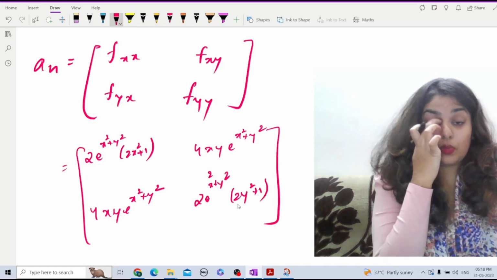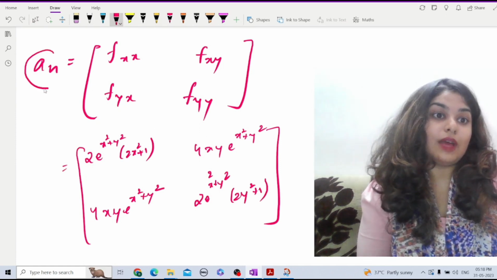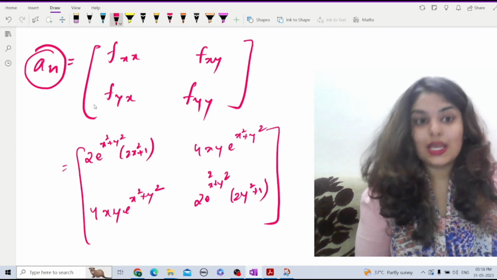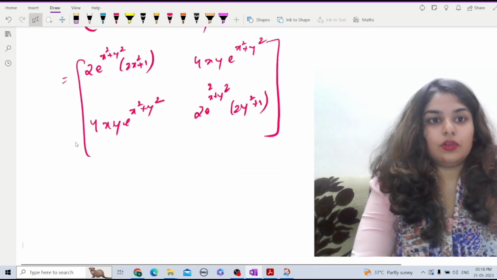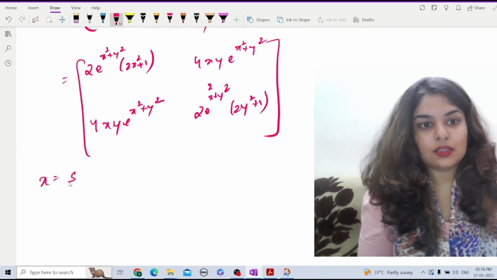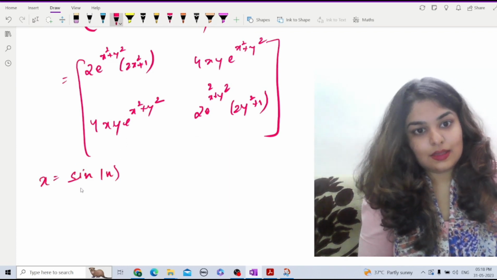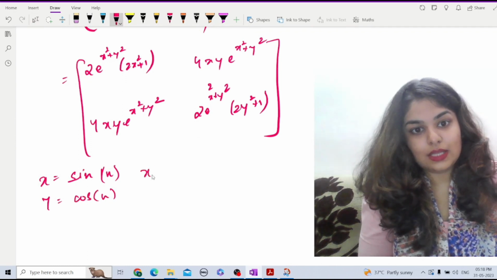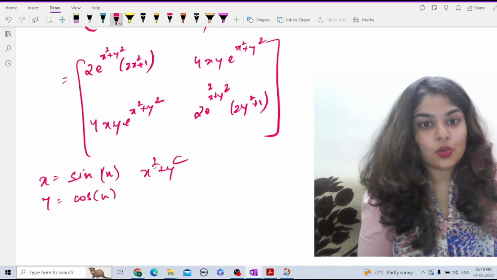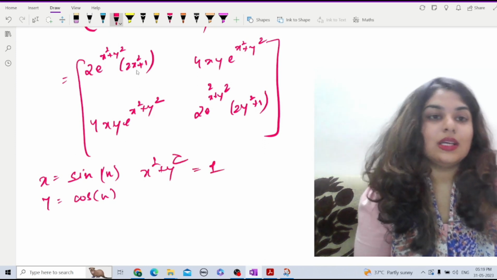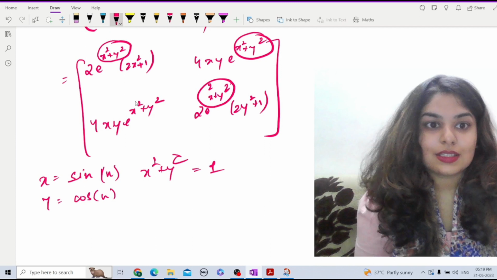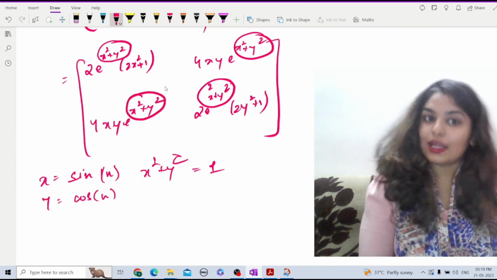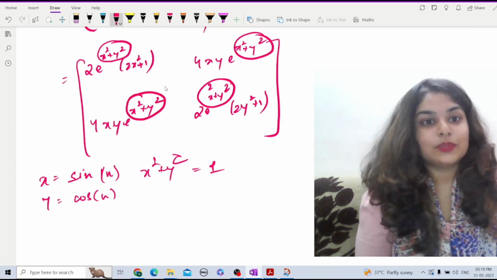Okay, now in the question it is given that we have to find out the value of the determinant of this matrix at the point sin n and cos n. So that means x is equal to sin n and y is equal to cos n. Now from the formula, x square plus y square, that is sin square plus cos square, is equal to 1. So all of this can be written as 1.